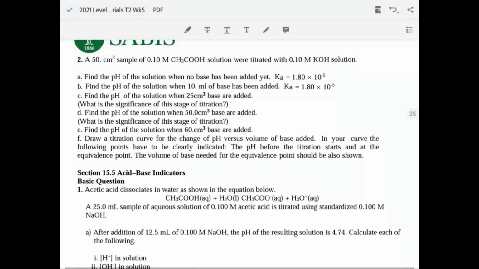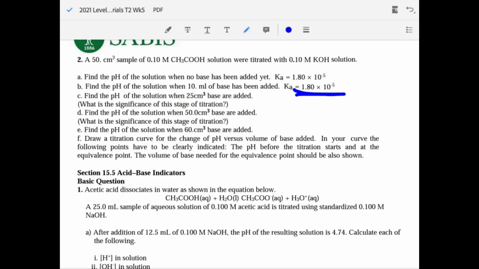Next one, find the pH of the solution when 25 centimeter cubed base is added. 25 centimeters, 50 centimeters here, so that's half of it, and since they're the same concentration, you know you have reached the half equivalence point. At the half equivalence point, the H plus is equal to the Ka, which is 1.8 times 10 power minus 5, so that's the answer. So H plus is 1.8 times 10 power minus 5. That's for pH, so you do pKa, and if you do minus log of 1.8 times 10 power minus 5, you get 4.74.